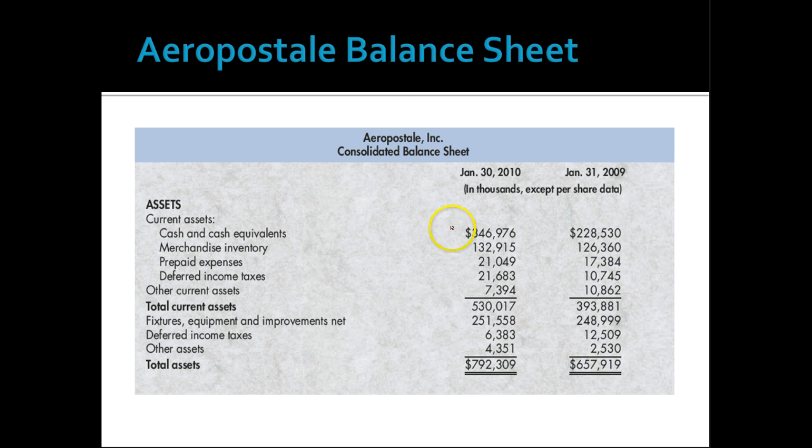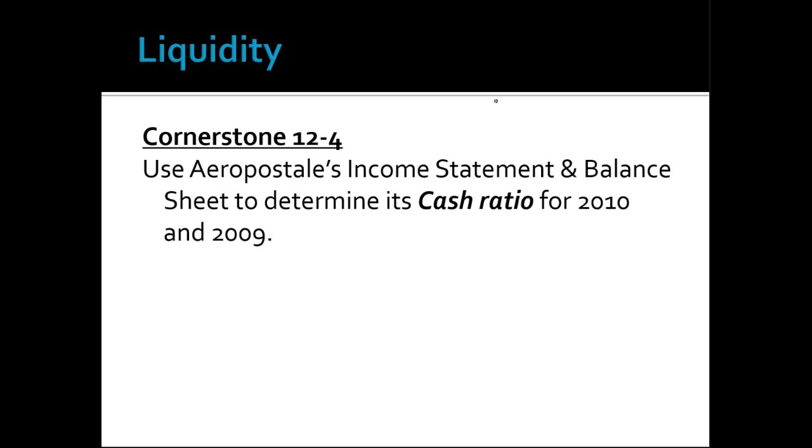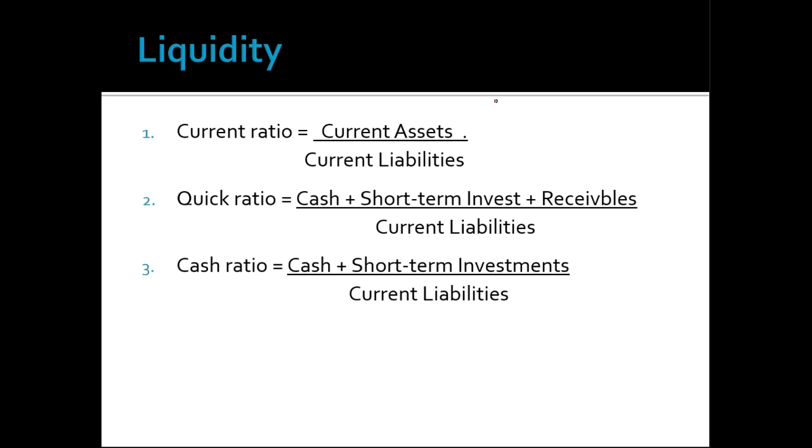So I'm going to take that $346,976, and guess what? Since we didn't have receivables the last time, my numerator didn't actually change. I'm still going to divide by my 241,840, and I'm going to discover that my cash ratio was precisely the same as my quick ratio. Now that's for Aeropostale, and that's because they don't have any accounts receivable. Now a company that has no accounts receivable, what else can I say about them? If a company has no accounts receivable, that's right. What I can say is they must not be doing any of their business on credit. Everyone's paying cash. So that's an interesting point.